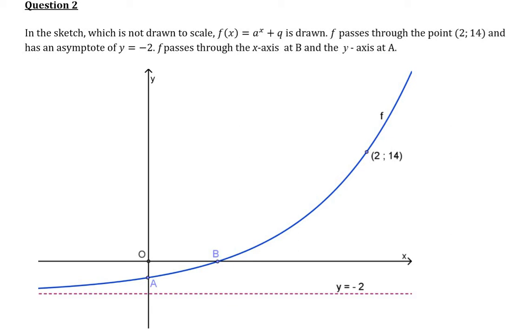Right, so on to question 2 in this mixed past paper questions of exponentials and hyperbolas. This question says, in the sketch below, not drawn to scale, is an exponential, which they've said is a to the power of x plus q. It passes through the point (2, 14), and it has an asymptote at negative 2. It passes through the x-axis at B and the y-axis at A.